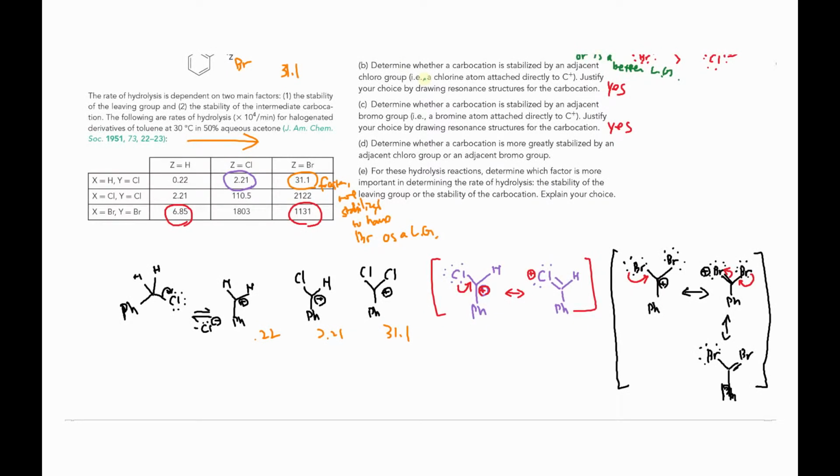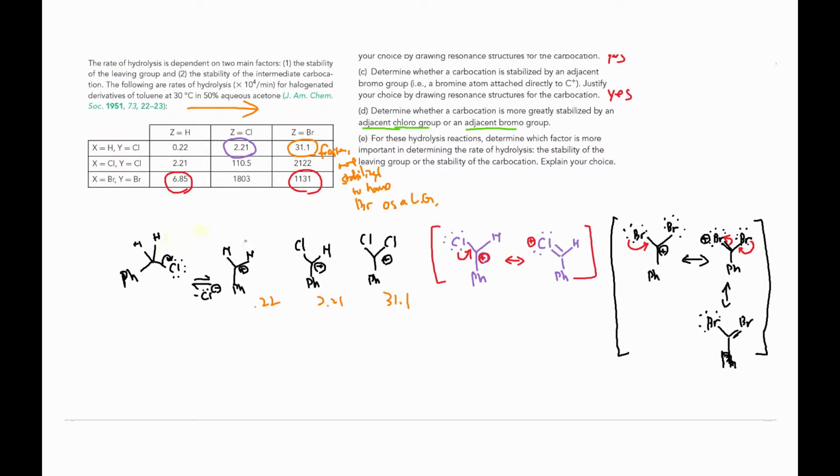Part D: determine whether a carbocation is more greatly stabilized by an adjacent chloro group or an adjacent bromo group. So these are the keys: adjacent bromo versus adjacent chloro. The easiest way to identify this is by setting the leaving group to be the same. For example, I can have HClBr as opposed to HBrBr. The reason is we'll have HBr and HCl in the carbocation structure. Let me show that by drawing the structures.